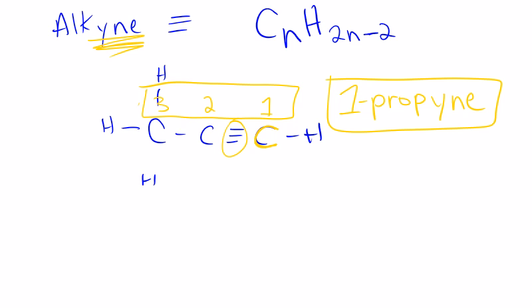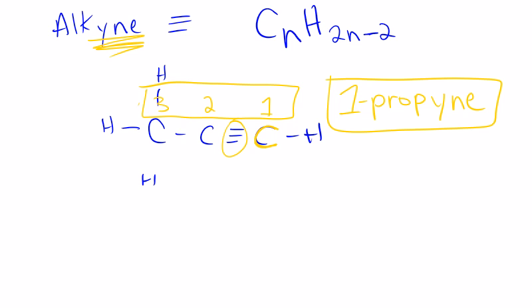CnH2n-2. So 2 times 4 minus 2 gives us 6, so H6. We draw our 4 carbons. The triple bond is located on the second carbon, so 1, 2, triple bond. We want to go ahead and fill out our single bonds and then satisfy our octet rule.